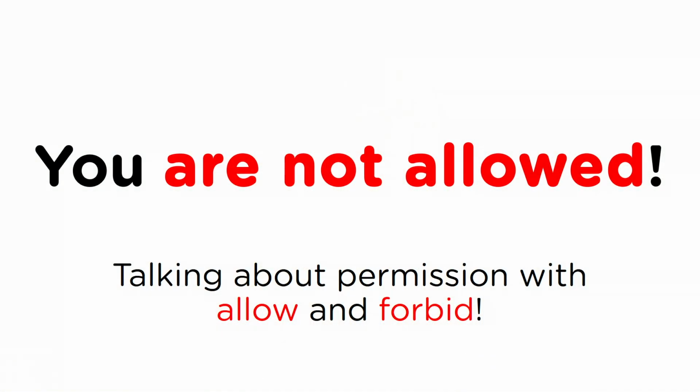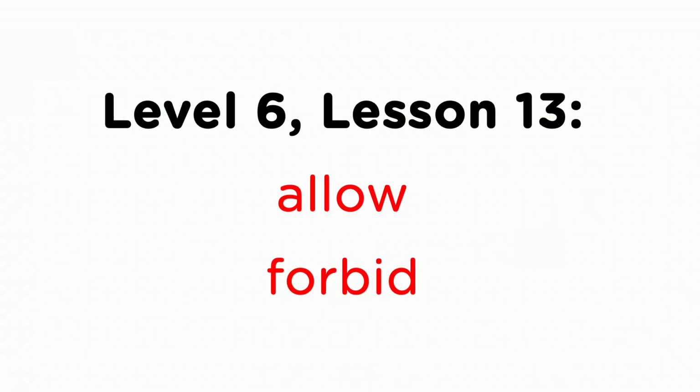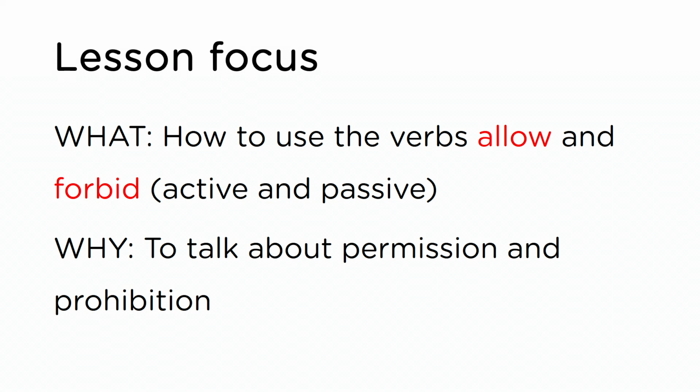Now today we're looking at some more words and rules, and today's grammar is specifically you are not allowed. So we're talking about permission with allow and forbid. This is our level 6, lesson 13, using the verbs allow and forbid. Now in this lesson we're going to look at these verbs in both the active and passive form, and we're using it to talk about permission and prohibition, okay?